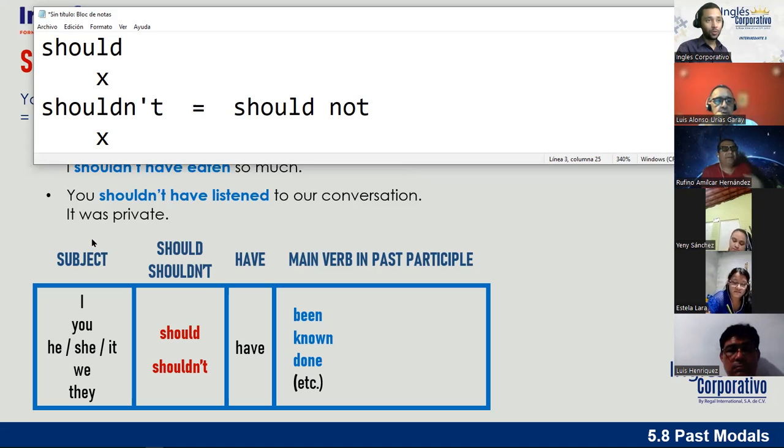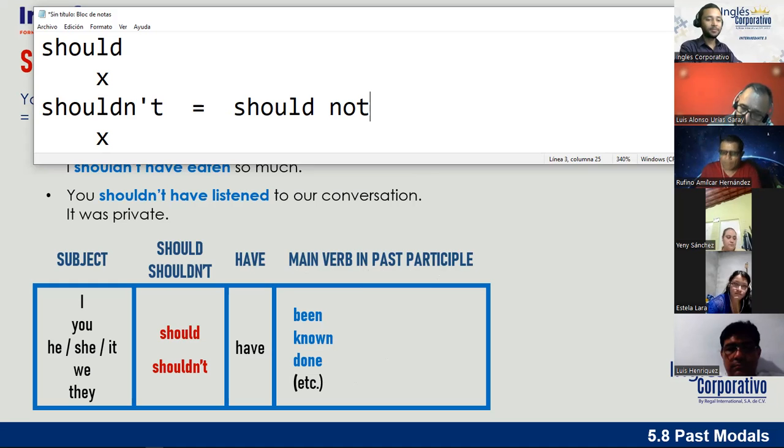There's the structure. You need to use a subject, then the modal auxiliary, which is should or shouldn't, plus have. Again, remember, should and shouldn't are modals. So you have to use have. Nunca vayan a ocupar has. Me van a decir, ah, pero es que el sujeto era he, she, it. No, nada que ver. Como va después de un modal, siempre va a ocupar la forma base del verbo. Y la forma base de have es have. Y nada más. And after that, you need to use the main verb in past participle. Remember the past participles. Been, done, etc.